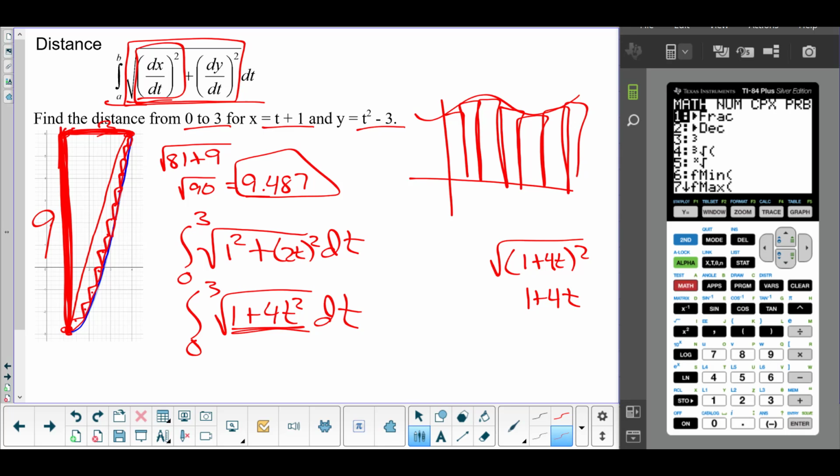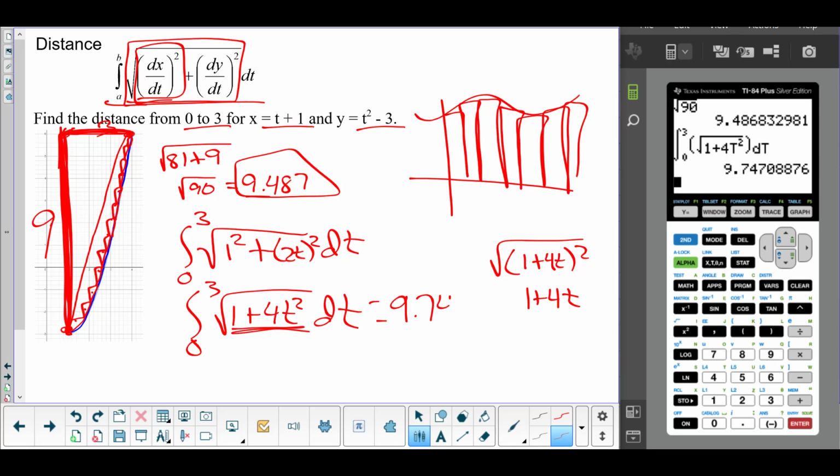So math number 9, we're going from 0 to 3, and it's the square root of 1 plus 4t squared. My calculator is still in parametric mode, so it's still doing the t's, dt. Enter, and it is close to that 9.487. It happens to be 9.747, a little bit farther, because we're curving. We're not going in that line, we're curving to get there.